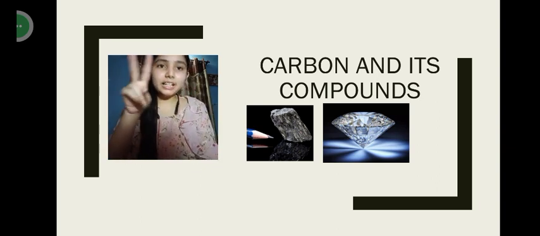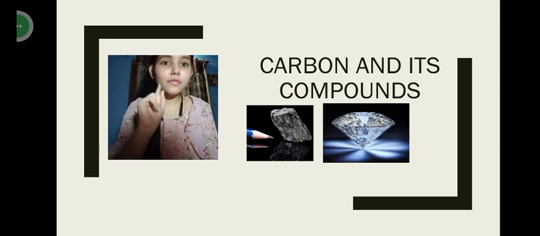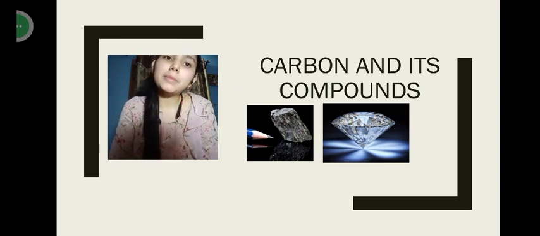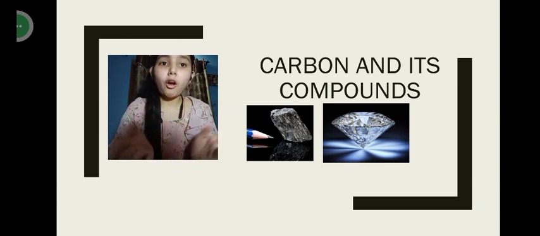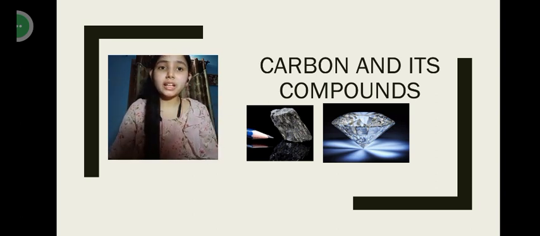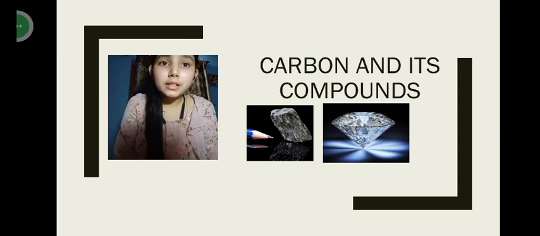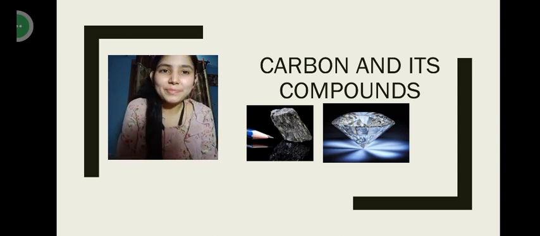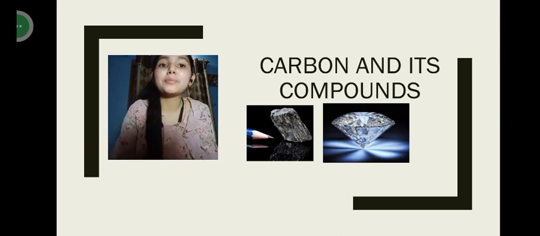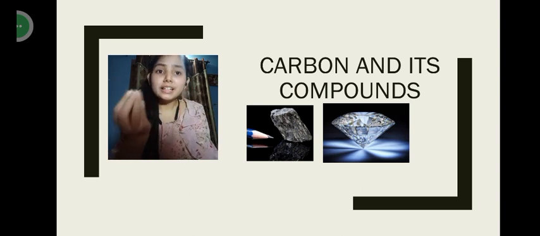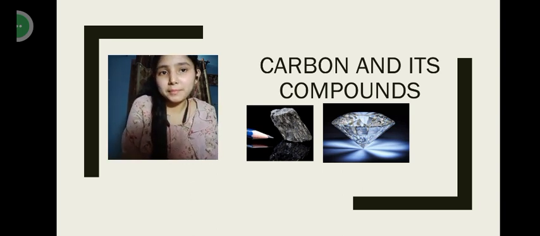For example, let's see these two pictures. One is of graphite and one is of diamond. Graphite and diamond have no similarity. Of course, they look different. They have different properties. But still, one similarity is there, which can blow your mind. It is that both are made up of carbon. Wow, yes, they both are made up of carbon.